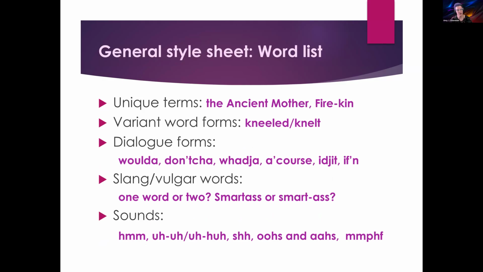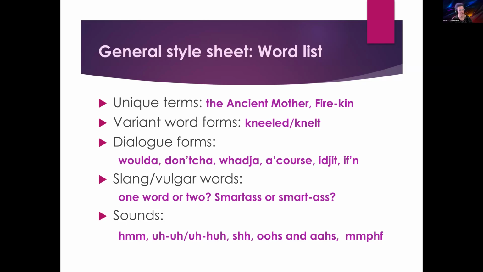And then finally, you have the general word list, which is pretty much on every style sheet. This would be for specific terms you would be looking for that aren't part of any particular category, maybe. Generally, you would put all your generic dictionary words there, whether they're real or they're invented for the story. On this slide, I have only a few examples of fiction-specific terms that might be on the word list, like the Ancient Mother and firekin.